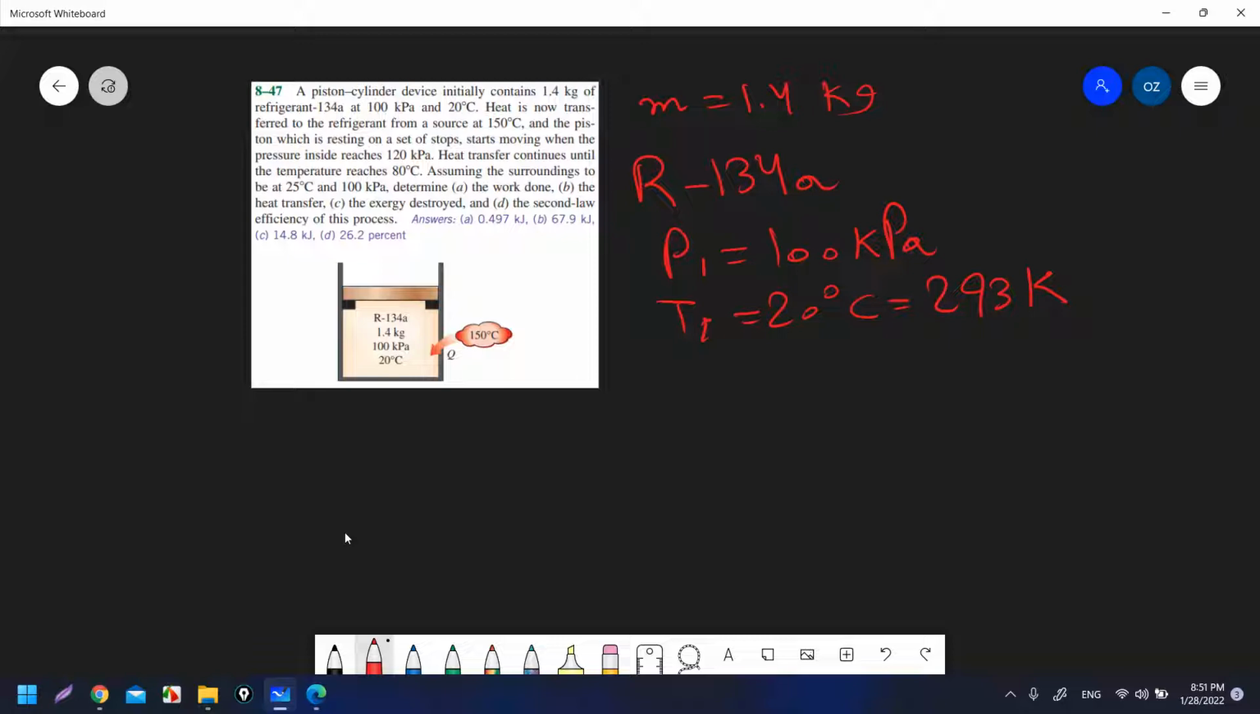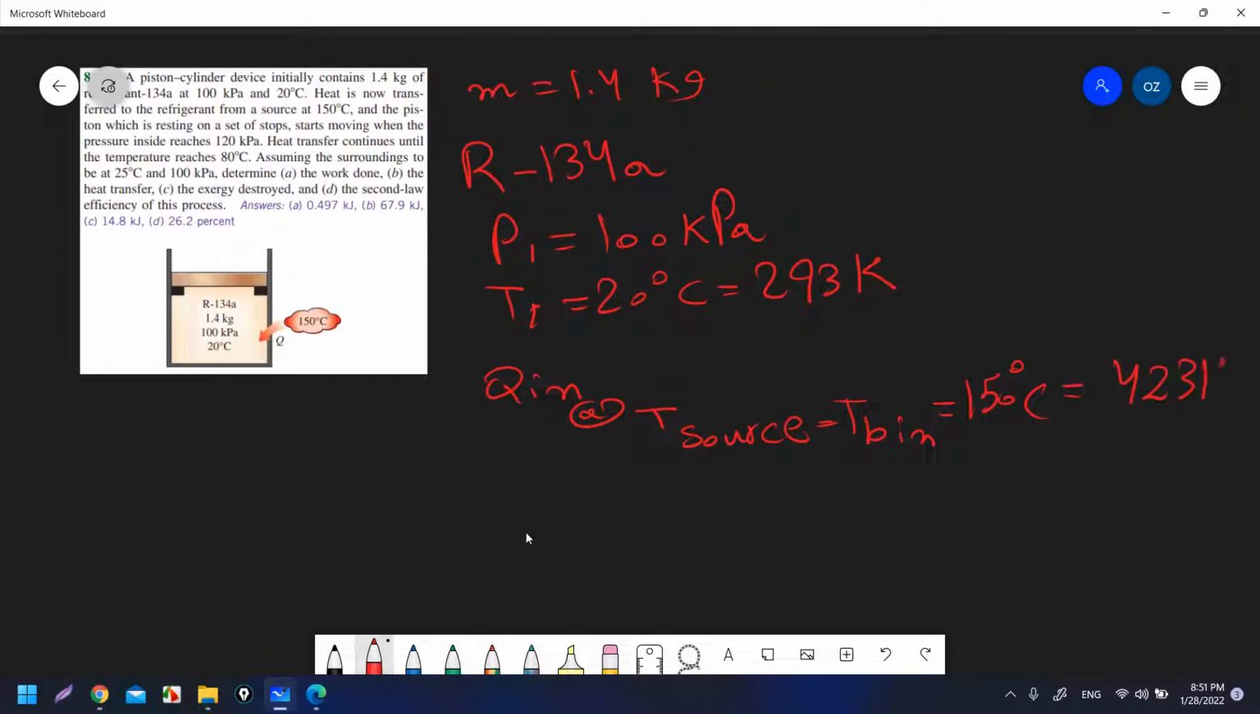Heat is now transferred to the refrigerant from a source. So heat is transferred, so we have Q in transferred at T source, or T at the boundary of the system. Sometimes we call it TB, so TB in is 150 degrees Celsius, and this in Kelvin equal to 423 Kelvin. This piston is resting on a set of stops, so it cannot move down more than this figure, and starts moving when the pressure inside reaches 120 kilopascal. Before 120 kilopascal, it will not move, meaning at 119 it will not move. After it reaches 120 kilopascal, it will move with this pressure. So that is P2, 120 kilopascal.